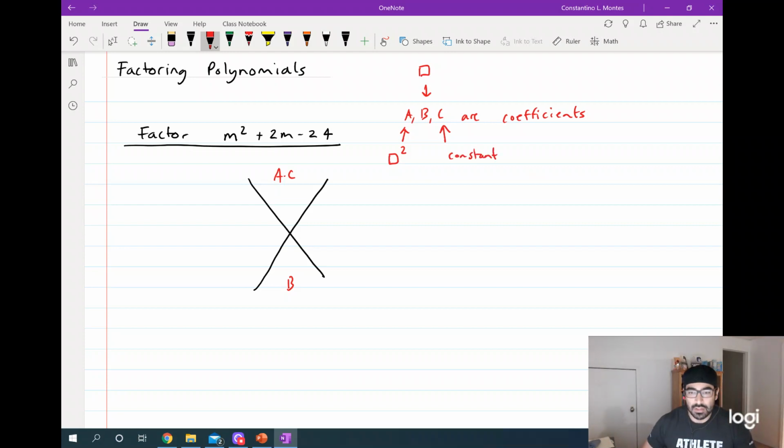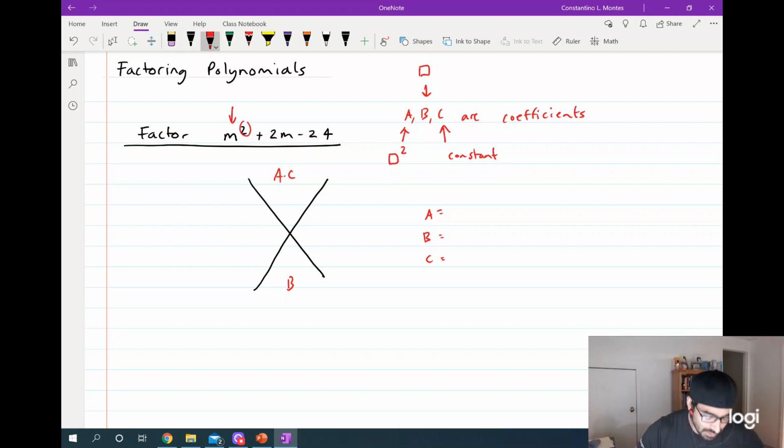All right. So we have here factor m squared plus 2m minus 24. The very first thing you need to do is identify A, B, and C. Sometimes it works real nice for you to just write A, B, and C. So what is A, what is B, what is C? A is the coefficient, the number being multiplied to the quadratic term. So we have our quadratic term here. How do I know? It's got the power of 2, right? So there is no number in front.